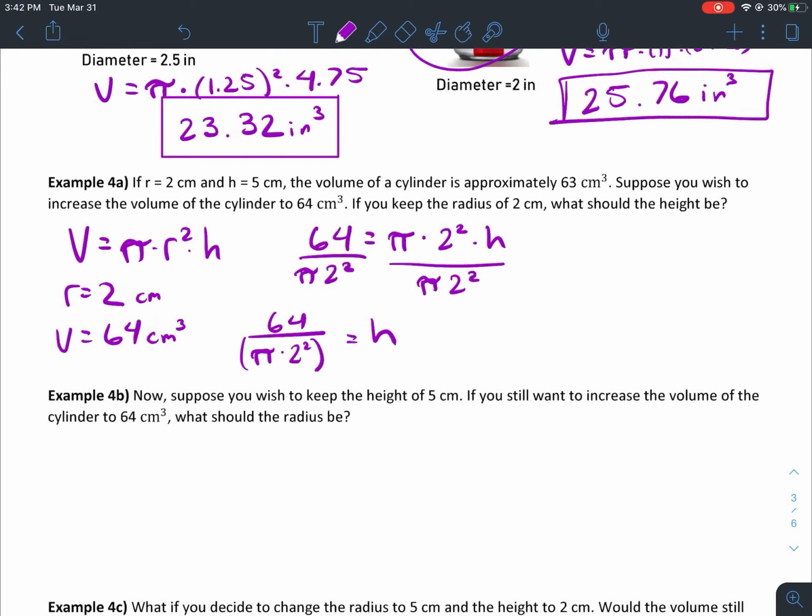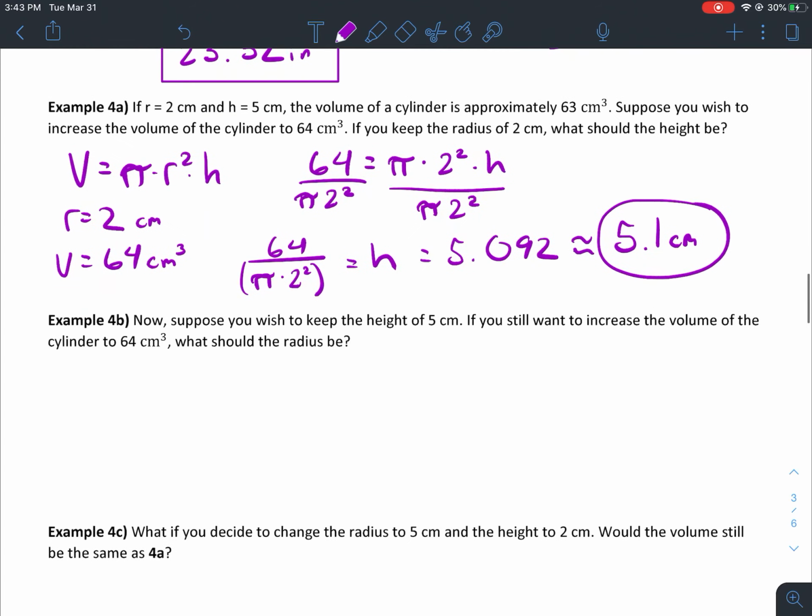So when you plug that into your calculator, you should get 5.092, which I approximated to be 5.1 centimeters when rounded. So the height would be about 5.1 centimeters. Next, it says, suppose you wish to keep the height of 5 centimeters. If you still want to increase the volume of the cylinder to 64 centimeters cubed, what should the radius be?